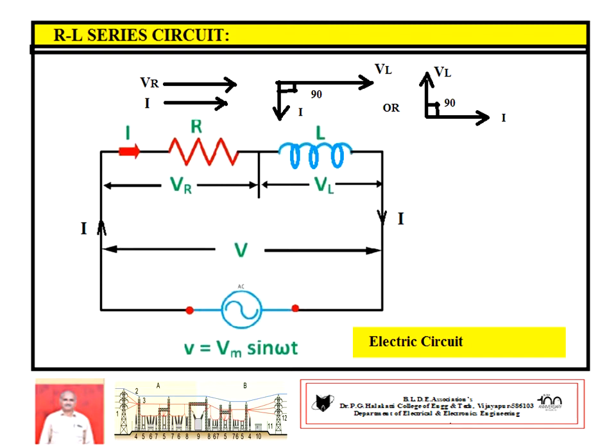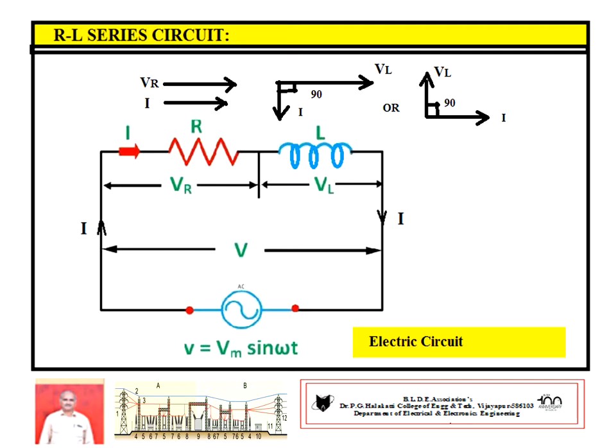Consider a pure resistance R ohms connected in series with inductance L henries, as shown in the figure. This series combination is connected across an AC voltage source. The AC voltage source may be an instantaneous value or an RMS value. In this derivation, we have to consider the RMS value.